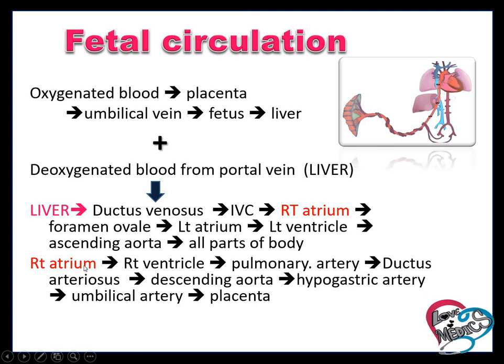From the right atrium the blood also passes into the right ventricle. It passes via the pulmonary artery and reaches the aorta by the ductus arteriosus, and that is passed into the hypogastric artery. Then the deoxygenated blood is carried by the umbilical artery and delivered to the placenta.